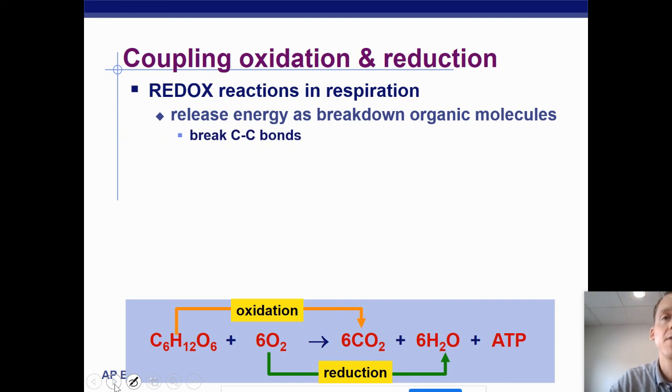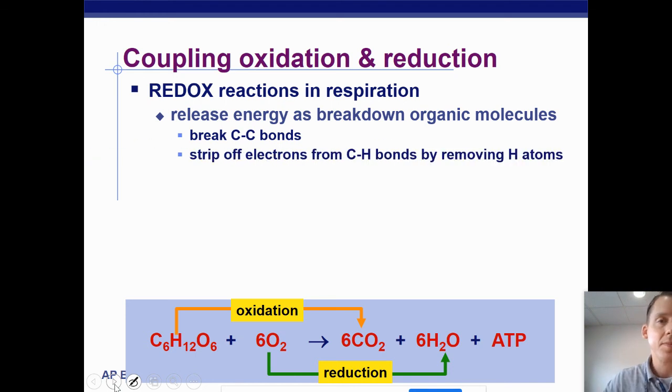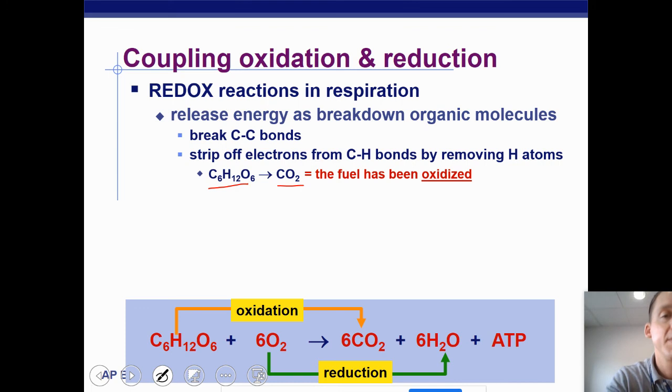So redox reactions release energy as organic materials break down. Whenever we break a carbon-carbon bond, we're going to be releasing a little bit of energy. We strip off electrons from those carbon-hydrogen bonds. So when we turn glucose into carbon dioxide, we say that the fuel has been oxidized. And that is what happens to the glucose that you eat. It eventually becomes carbon dioxide.